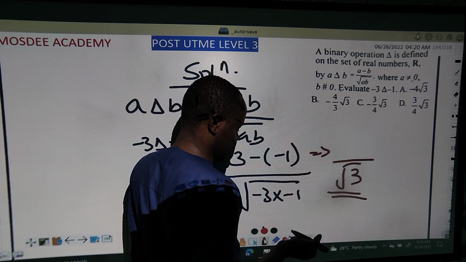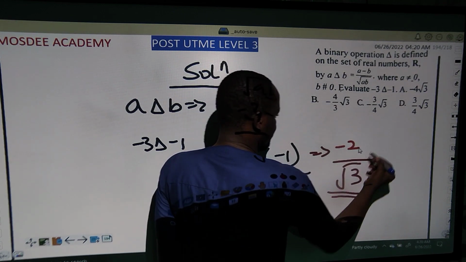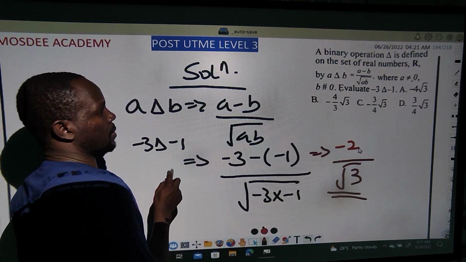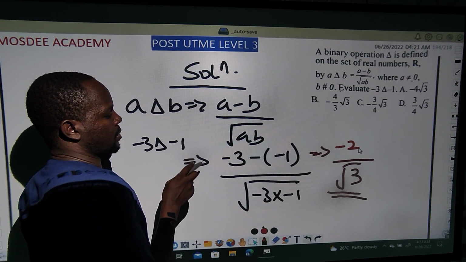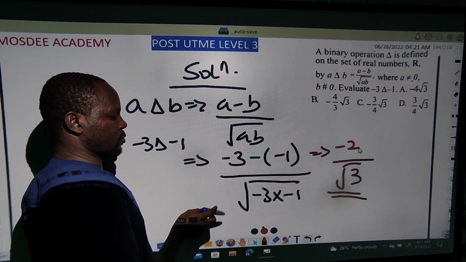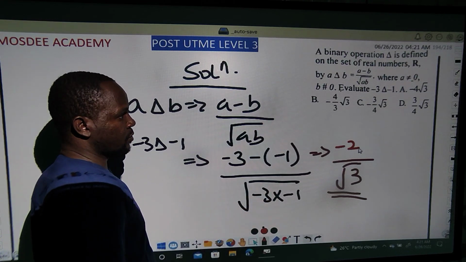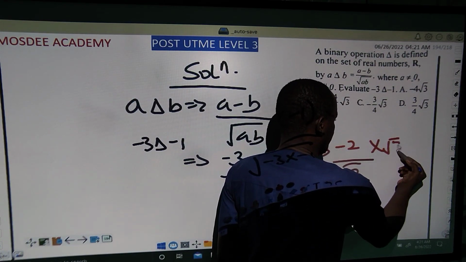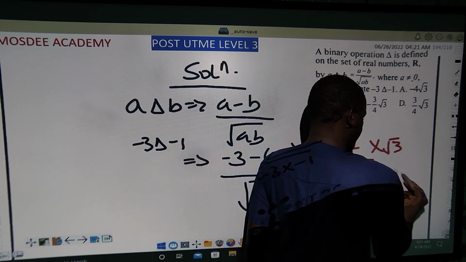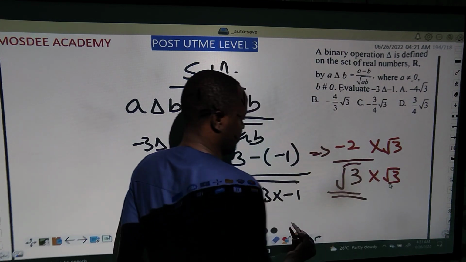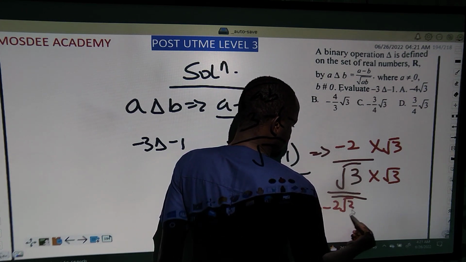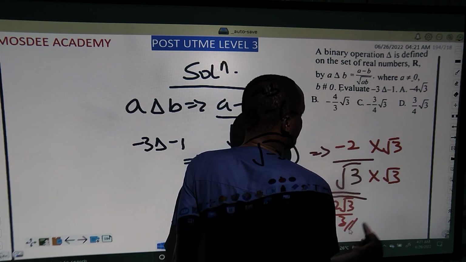So I'm just waiting, please just hold on. It is not writing, so let me check another one. Minus 3 minus minus 1, yeah, minus 3 plus 1, minus 2. This times this is plus. That is correct. So what do we get from root 3 times root 3? We are going to have minus 2 root 3 over 3. So this is your answer.